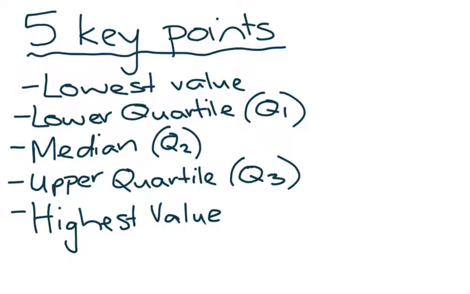So the 5 key points are your lowest value and highest value, your lower quartile and upper quartile, and your median. So there's Q1, Q2, and Q3, because basically what a box plot shows is 4 different sections of data. The box, which is between the quartiles, shows the middle 50% of data. And then the left-hand whisker shows the bottom 25%, and the right-hand whisker shows the top 25%.